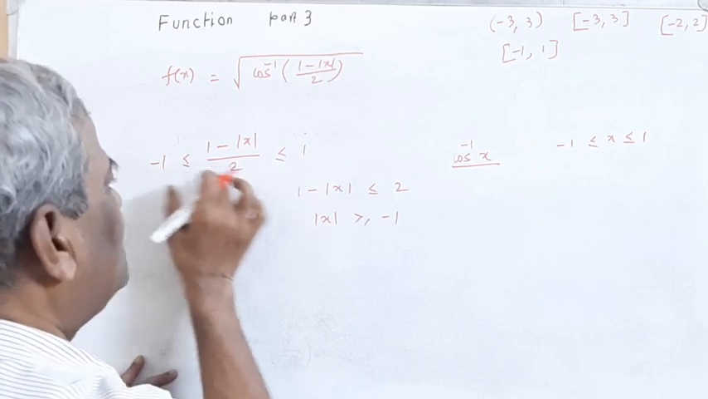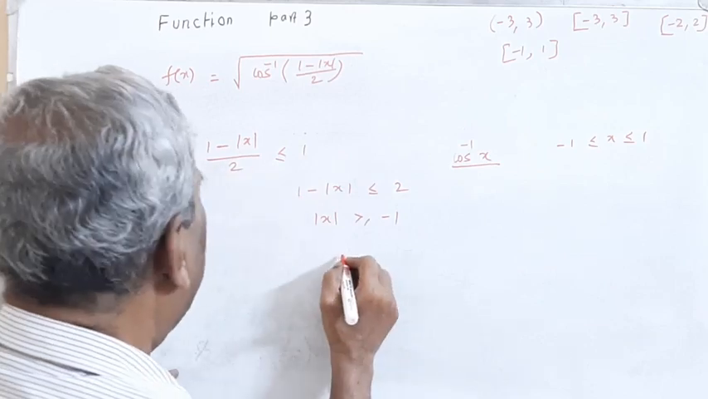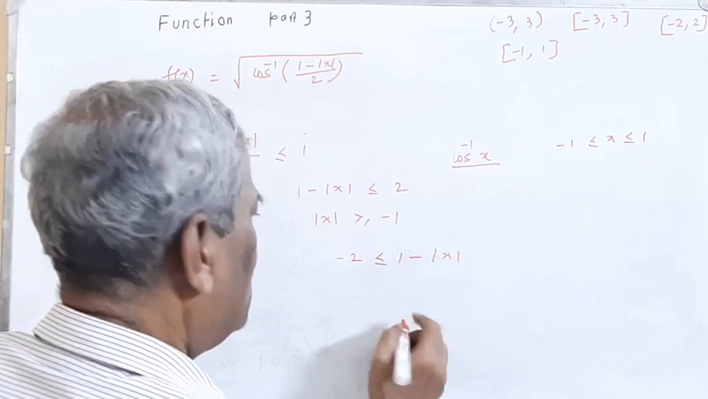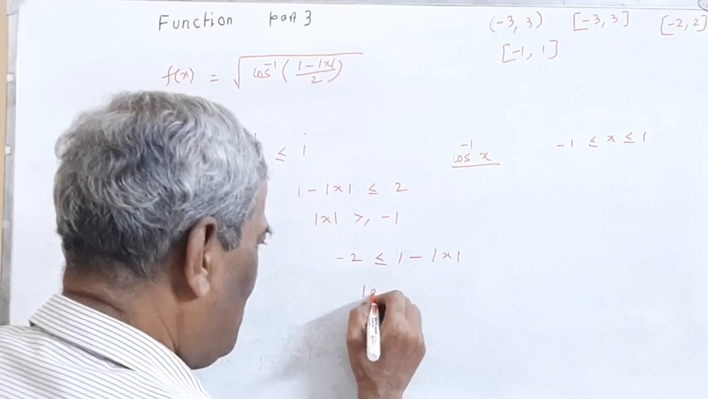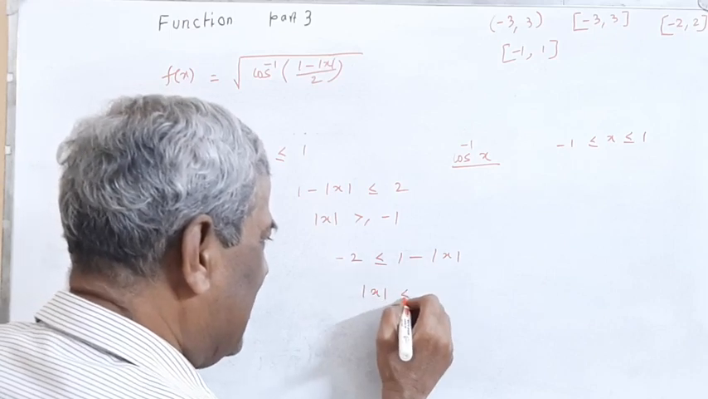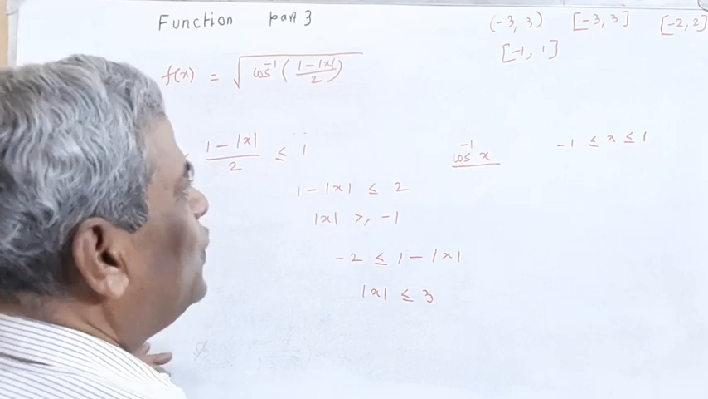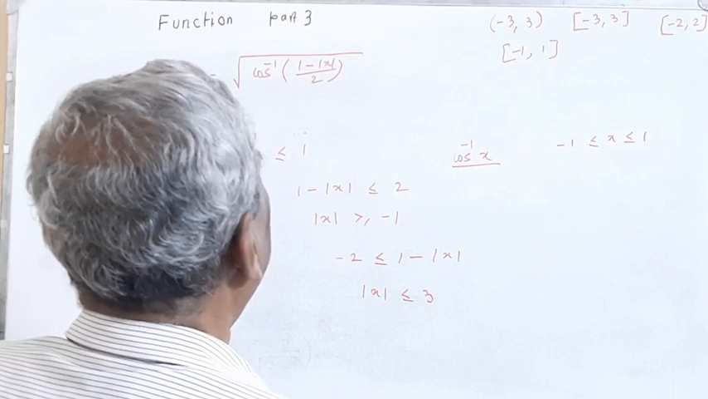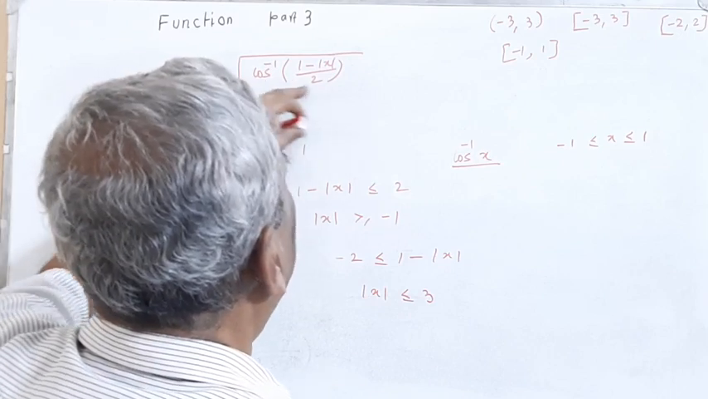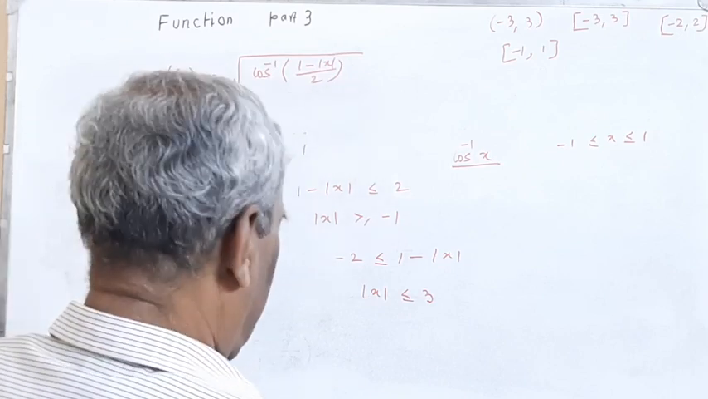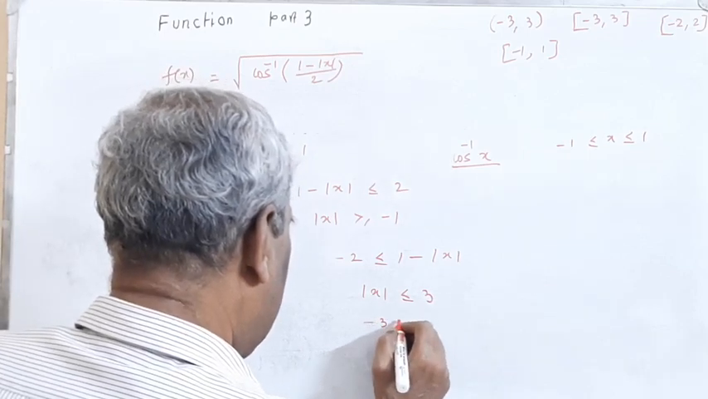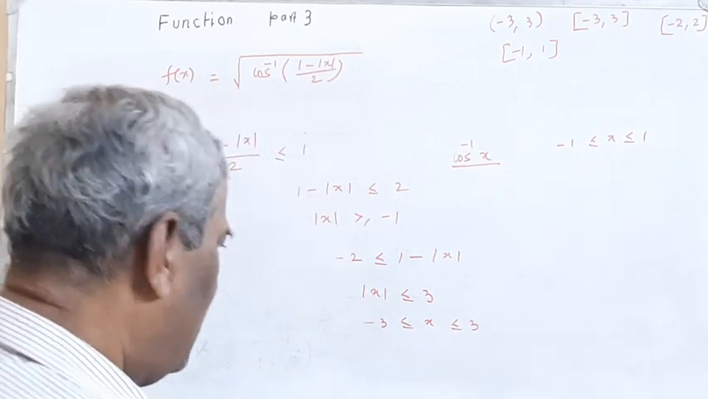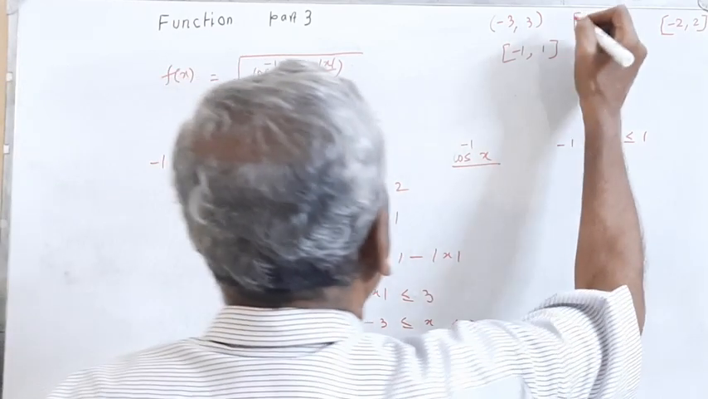Now from this, first and second, minus 2 is less than or equal to 1 minus mod x. So that we get mod x is less than or equal to 3. So when mod x is less than or equal to 3, this is defined. So minus 3 less than or equal to x less than or equal to 3. So this is the correct option.